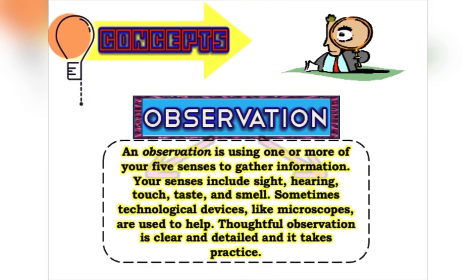But what is an observation? An observation is using one or more of your five senses to gather information. Your senses include sight, hearing, touch, taste, and smell. Sometimes technological devices like a microscope are used to help. This will make your observation clear and detailed.